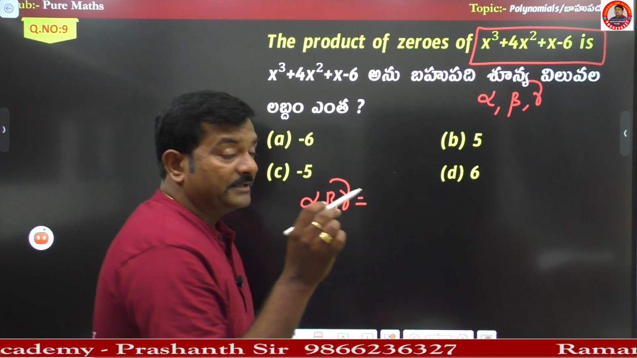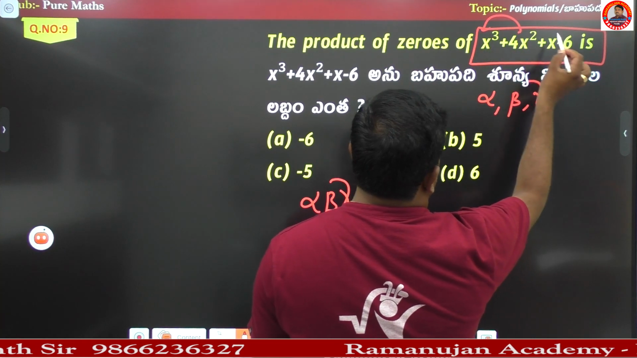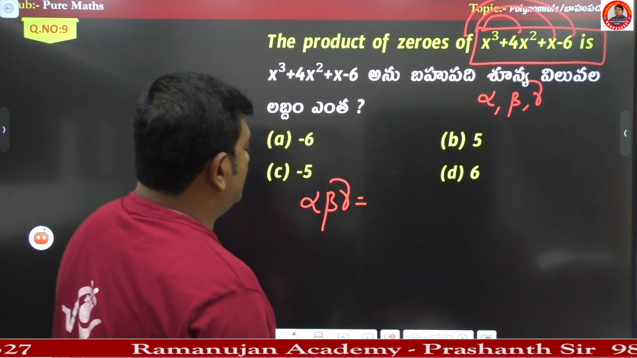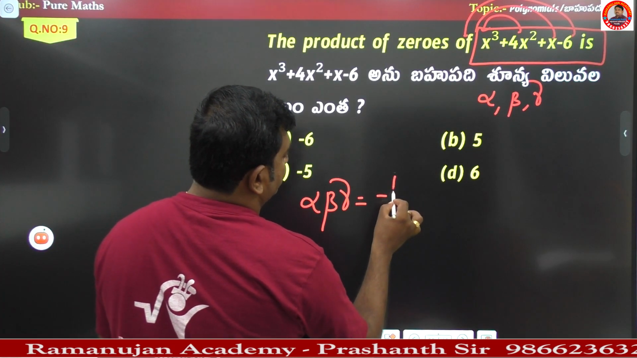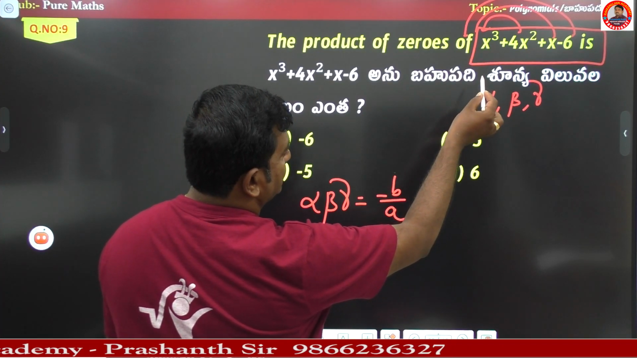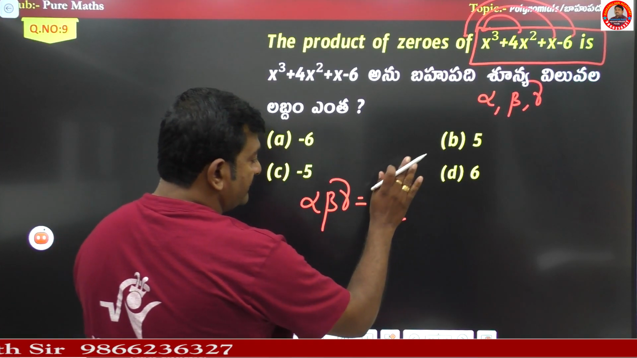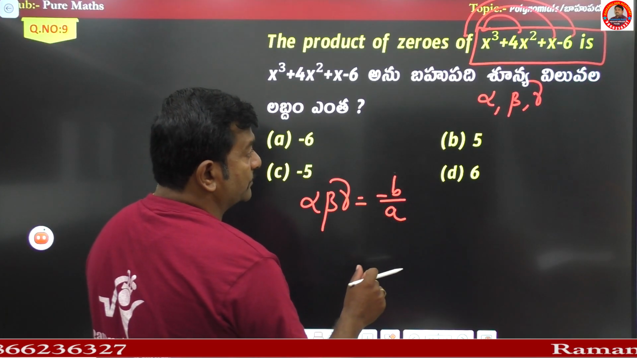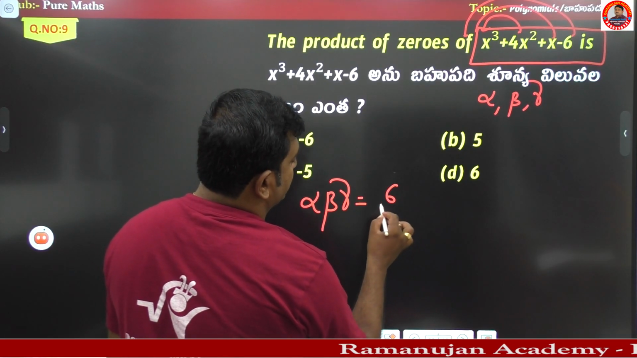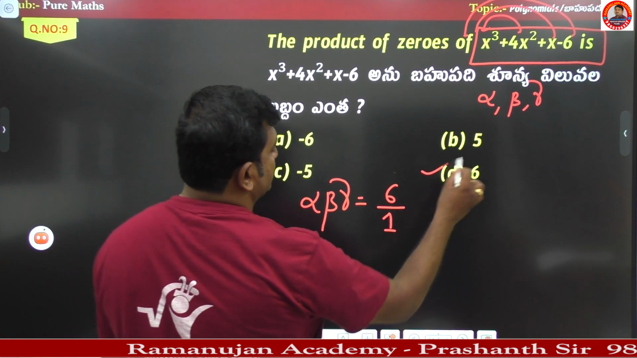Product of the roots means, in the introduction video itself I said, for this negative you should take, for this positive you should take, again for this negative you should take. Alpha into beta into gamma means simply you take minus b by a. You are going to compare that with ax cube plus bx square plus cx plus d. Sorry, it's not minus b by a. Minus b by a is the sum of the roots. But he asked to find out the product. Product means again minus of minus, plus you are going to get, so 6 by 1. 6 by 1 means 6 only. Therefore 6 is the answer.